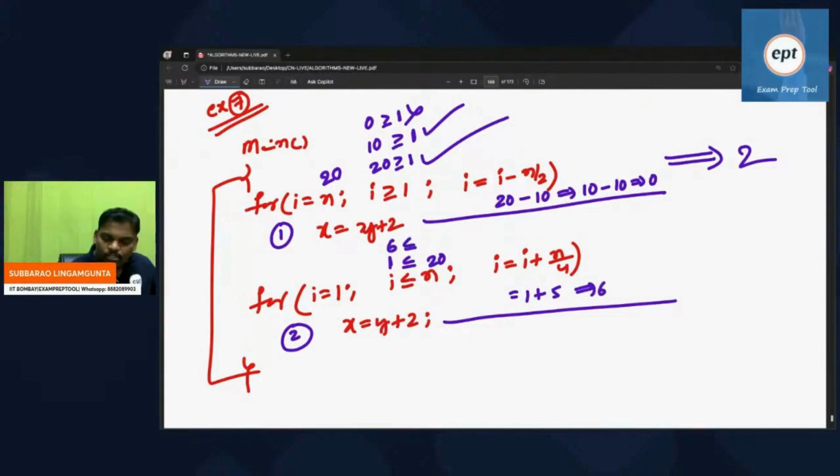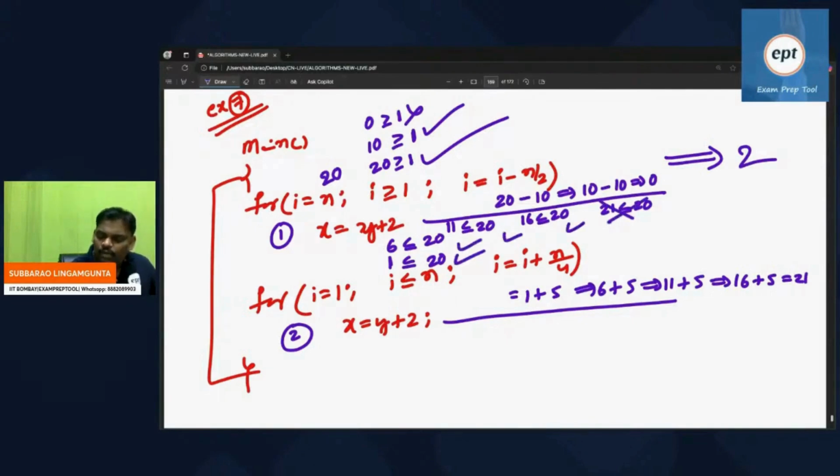Next round, 6 less than or equal to 20, condition true. Next, 6 plus 5 is going to be 11. 11 less than or equal to 20, condition true. Next, 11 plus 20 by 4, which is 5, is going to be 16. 16 less than or equal to 20, that is also true. Next, 16 plus 5 is 21. 21 less than or equal to 20, condition failed. So if you observe clearly, only 4 times it goes on. So the second loop runs only 4 times.